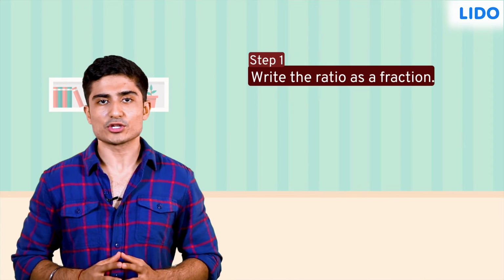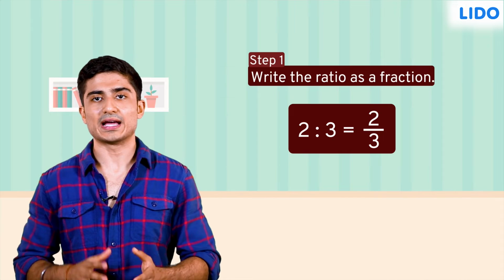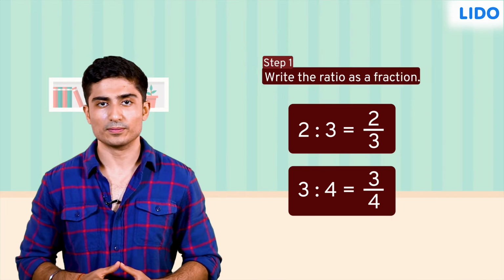Which of the two preparations will be sweeter? For the same, we must compare the ratios 2:3 and 3:4. Let us learn how to compare two ratios. Step 1. Write the ratio as a fraction. So we will write 2:3 as 2/3 and 3:4 as 3/4.